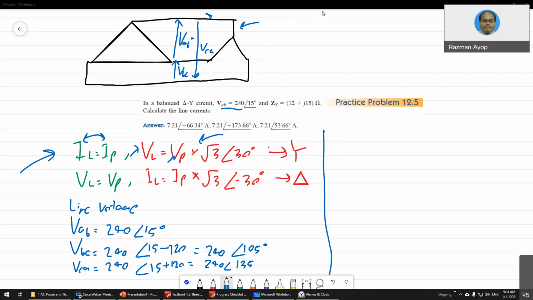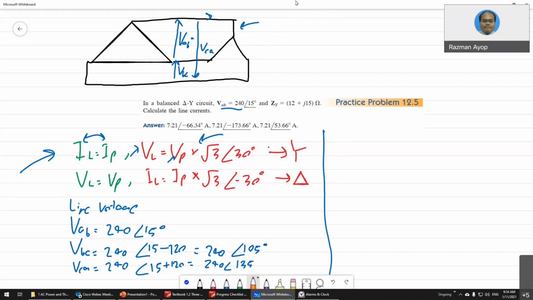Aminu Ibrahim, what is your next step? Yes, doctor. So you substitute the value for VAB into. Okay, you need to know what your next step is. Basically you have to find the phase voltage. Is that what you mean? Yes, the phase voltage.